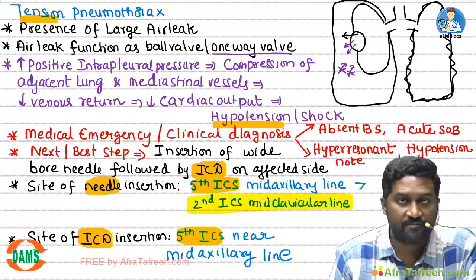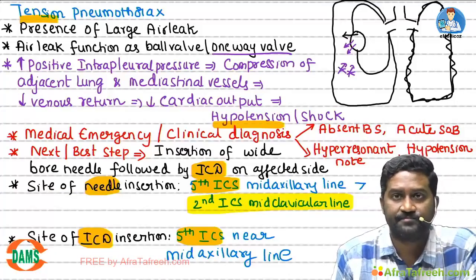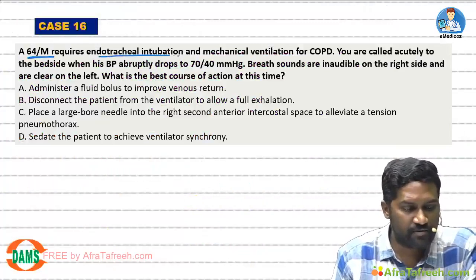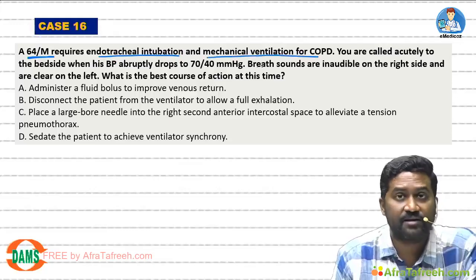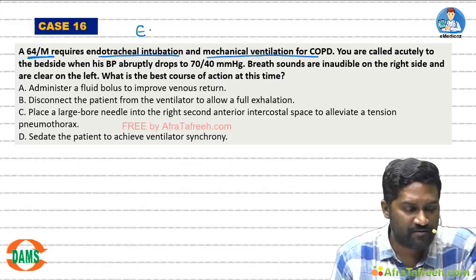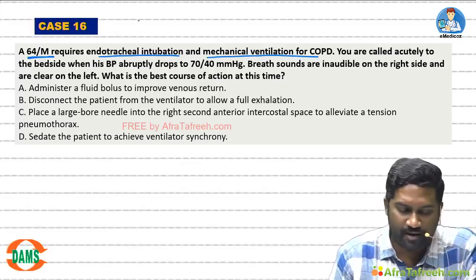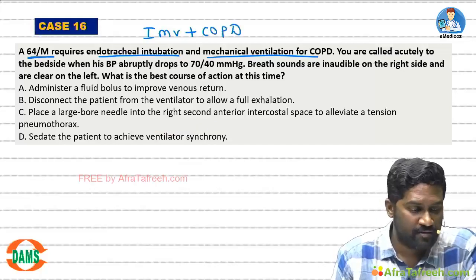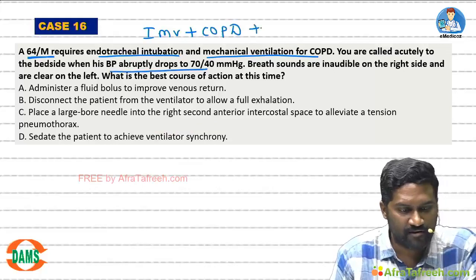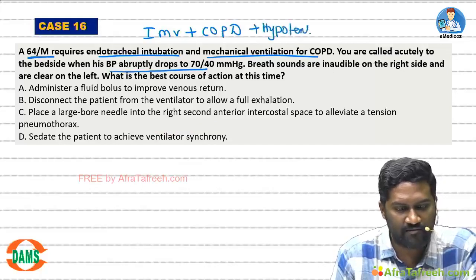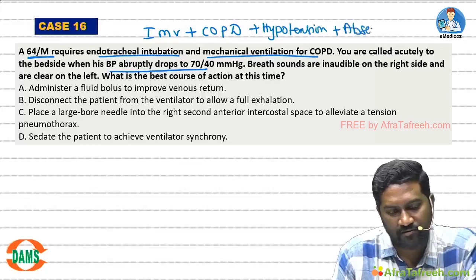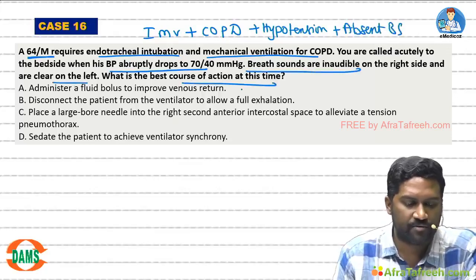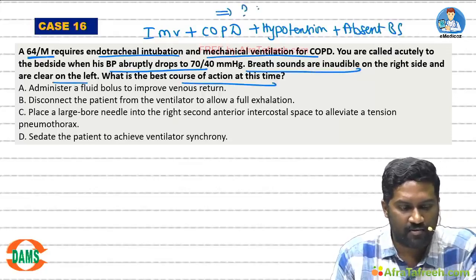Let us see some cases so that you can understand pneumothorax better. Case number 16. A 64-year-old male requires endotracheal intubation and mechanical ventilation for COPD. This is a dangerous combination. There is IMV, invasive mechanical ventilation, together with COPD. You were called because he developed hypotension. Breath sounds are absent on the right side and clear on the left. What is the best course of action? What can be the diagnosis?